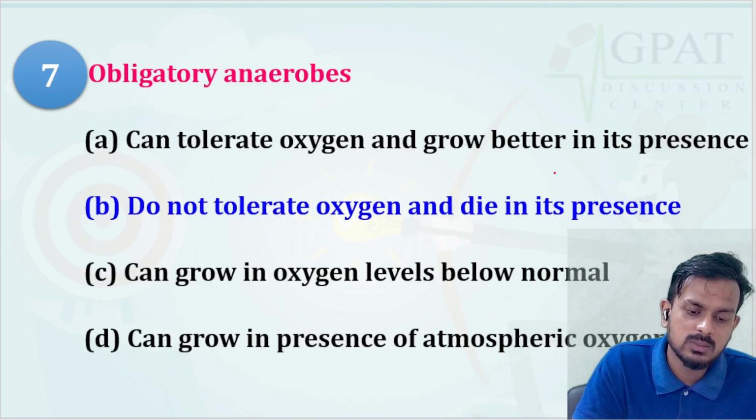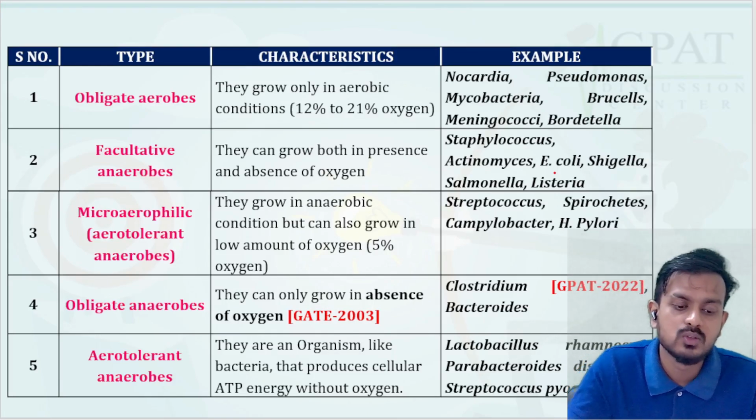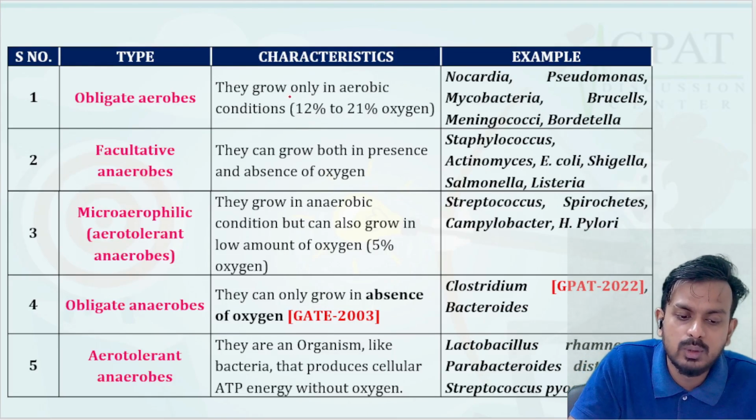There are different classifications we have discussed when talking about bacteria. First is obligate aerobes. They only grow in aerobic conditions, like 12 to 21% oxygen.